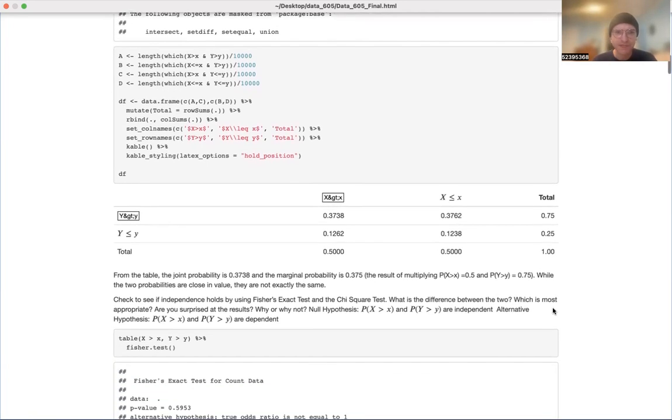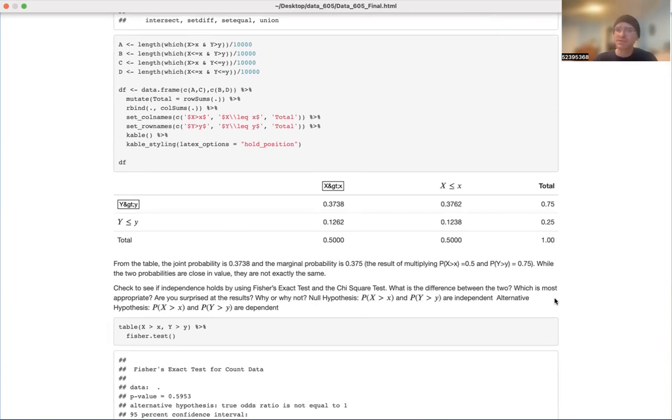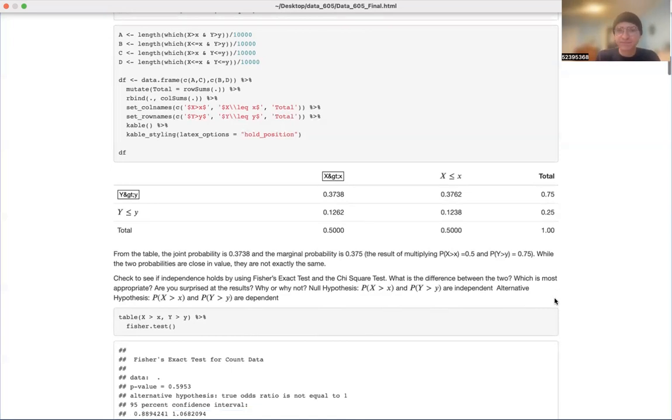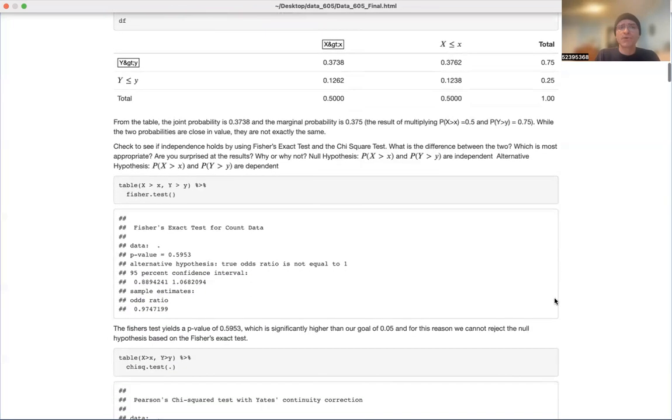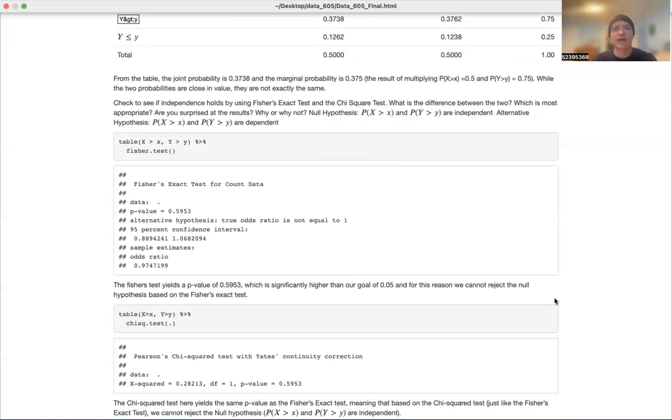So what we realized from this table is the joint probability is 37.38%, and the marginal probability, the result of multiplying those individual probabilities I had talked about before, is 0.375. And so those values are close, but they're not exactly the same. Now we would want to check if independence holds by the Fisher exact test and the chi-squared test.